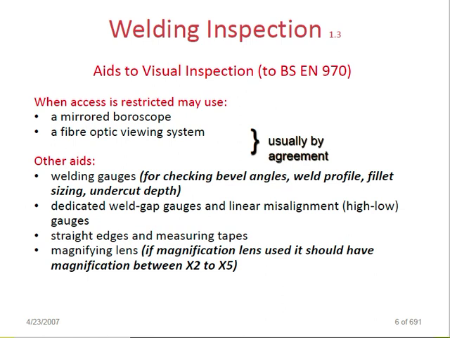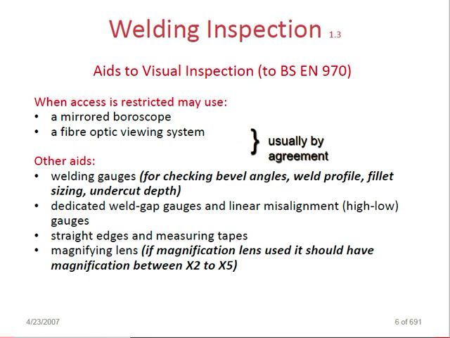When you are doing fitting, at the root position, the root face area, the connecting area, if it is not proper and there is a high-low, then it is a problem. So we need to check with the hi-lo gauge. It is limited as per the standard. Straight edges and measuring tapes are used to check the required length. Magnifying lens, you can check with it.